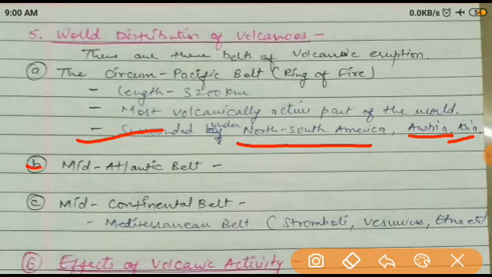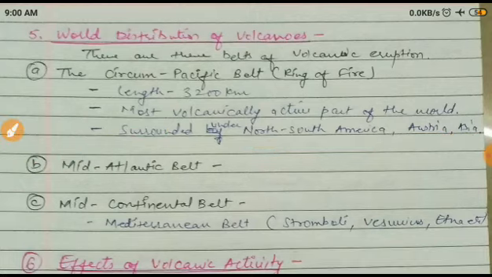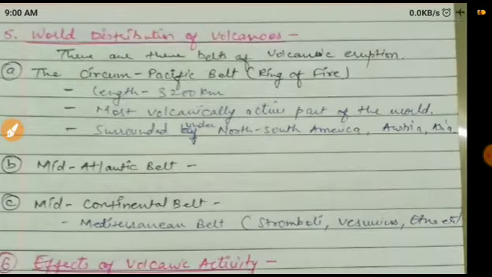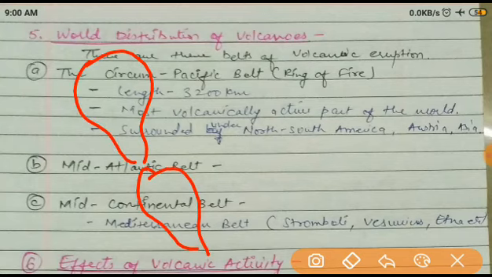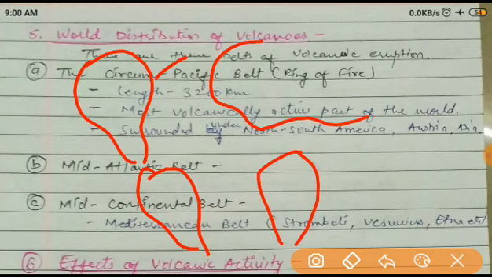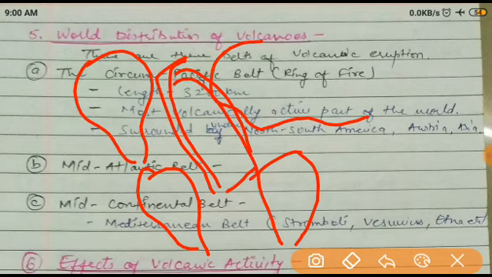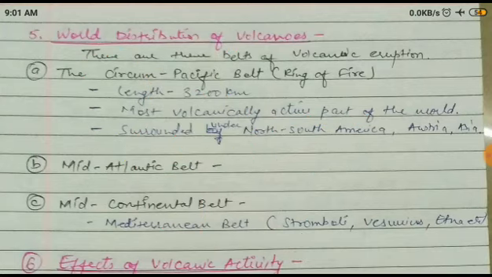Second one is the Mid-Atlantic belt. Now see, this is the North America, this is the South America. Here there is Europe, and here it is Africa. So this region, this Atlantic Ocean, is the Mid-Atlantic belt. You can see there are also some volcanoes very near to this area.